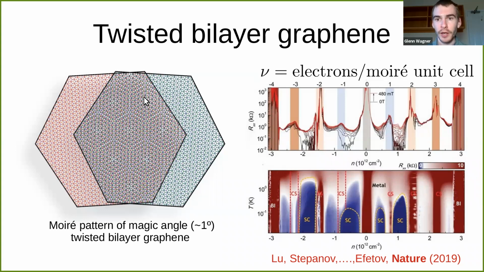And in experiments, they can tune the density of electrons via gating in such a way that you change the number of electrons per moiré unit cell, which I'm going to denote by nu. And interesting correlated phases are observed as you tune this number of electrons per moiré unit cell. In particular, at many integer fillings of the moiré unit cells, you find insulating states shown in red in these resistivity plots. And in between these insulating phases, you observe these superconducting domes.